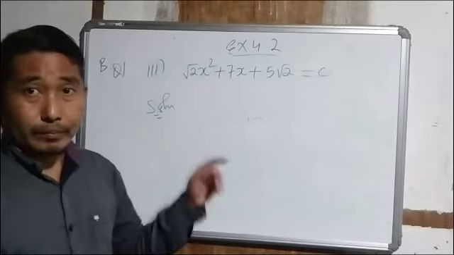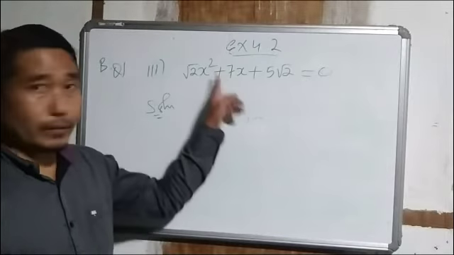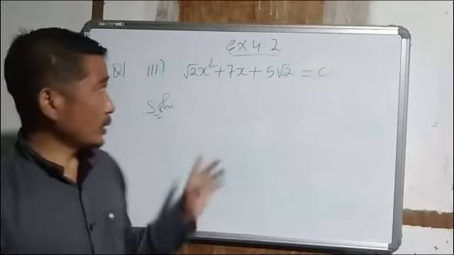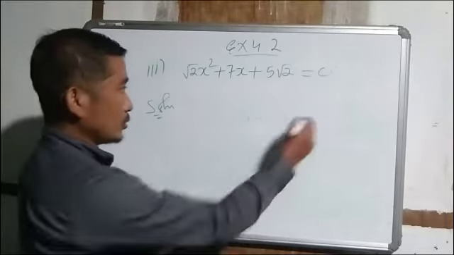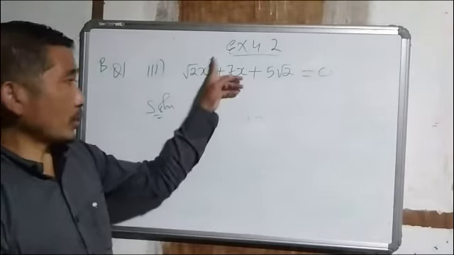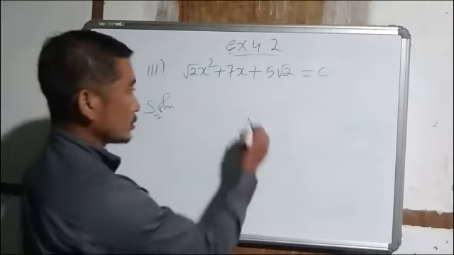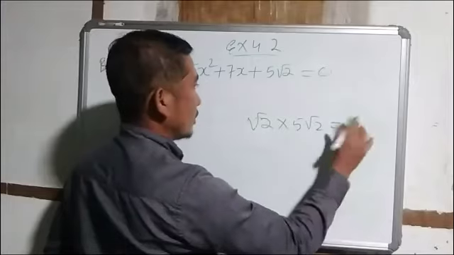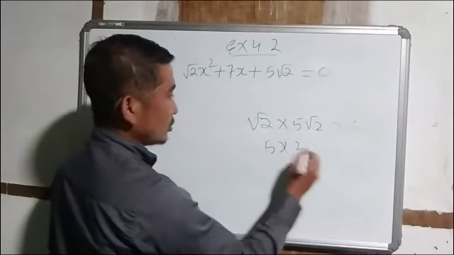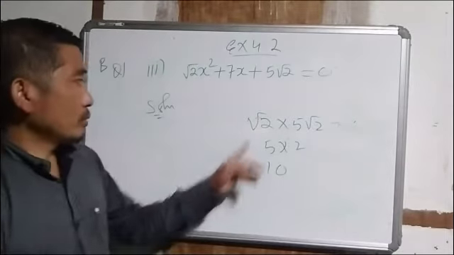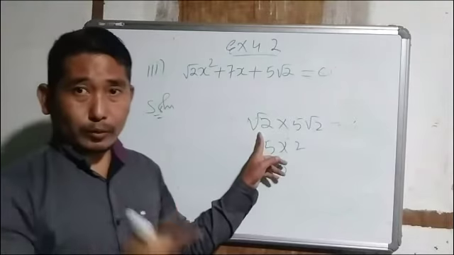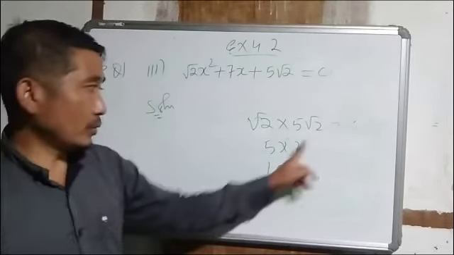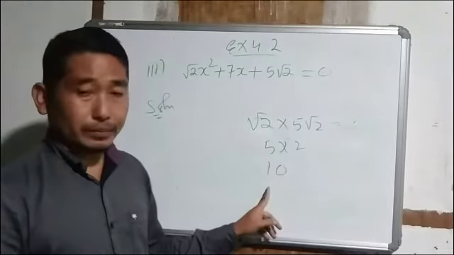Question number 3. Root 2 x squared plus 7x plus 5 root 2 equals 0. So here the constant term is 5 root 2, and the coefficient of x squared is root 2. So multiply the square root of 2 with 5 root 2, and we have 5 into 2, because square root of 2 multiplied with the square root of 2 is square root of 4, which is the same as 2, and 5 into 2 is 10.